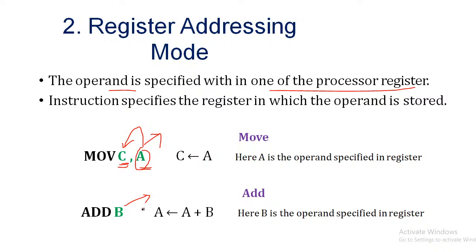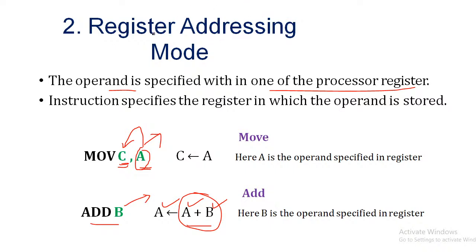Now when you have ADD B, what does it mean? Whatever is the content of A and whatever is the content of B, that will be added and the resultant will be stored back in the accumulator. So this is the simple register addressing. Why is it simple register addressing?